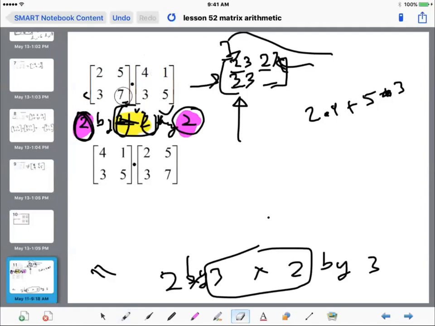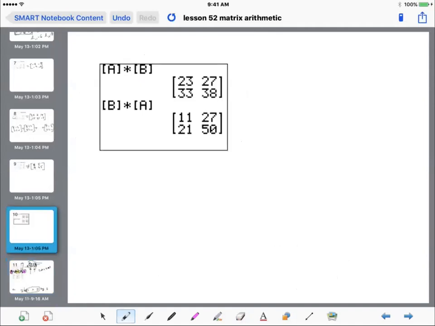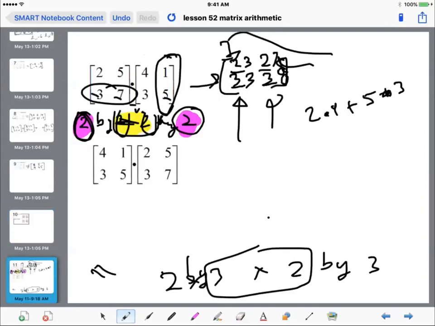And then finally, to get the second row, second column, I take the second row of the thing on the left and the second column of the thing on the right. And I do 3 times 1 is 3. 7 times 5 is 35. 3 plus 35 is 38. And you will see that that does match up with what the calculator says, 23, 27, 33, 38.